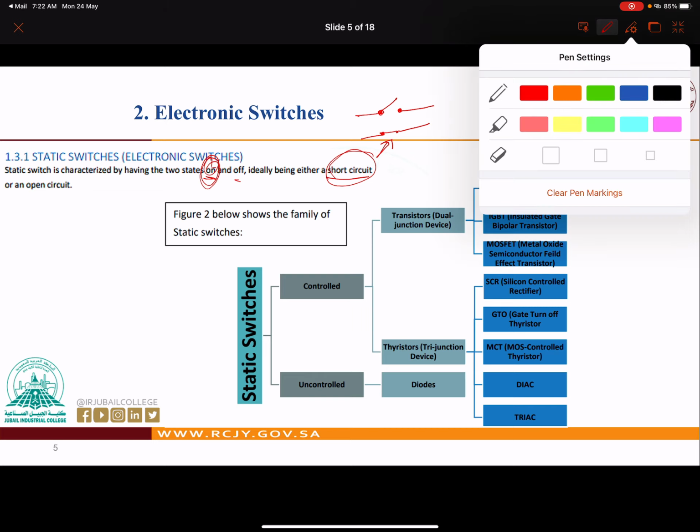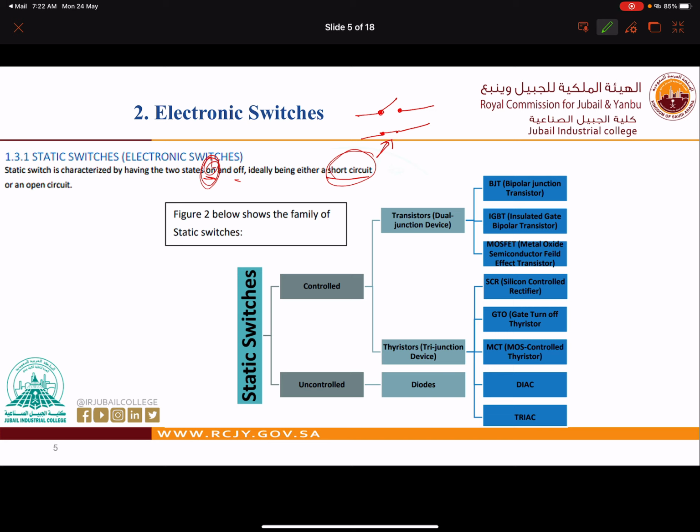Okay, let me just take another color. When the state of the switch is off, we can say it is open circuit, like this one. So it is open circuit. Now this is basically the electronic switches.